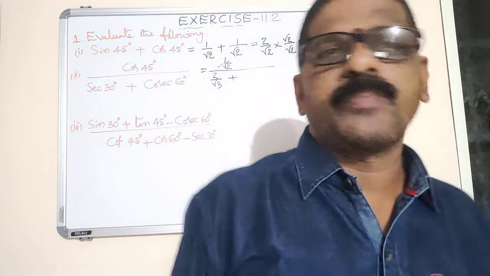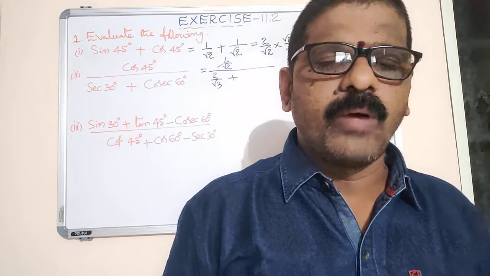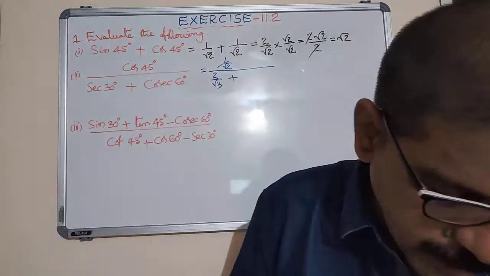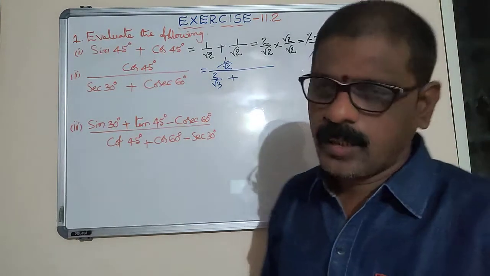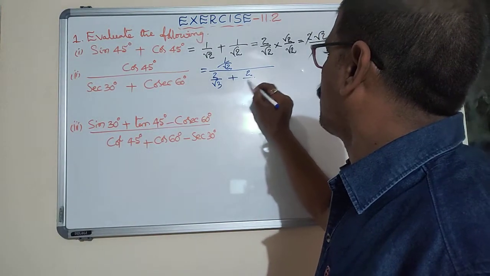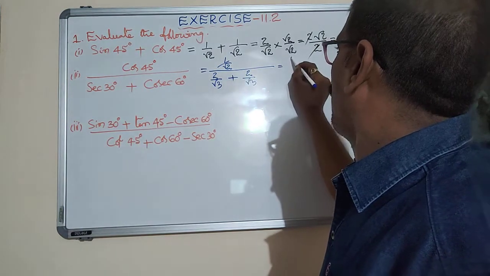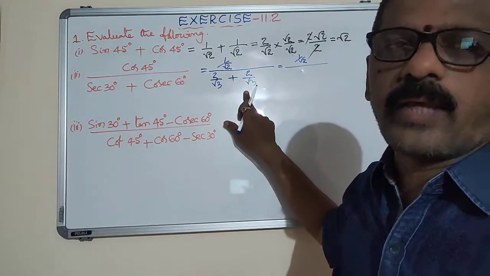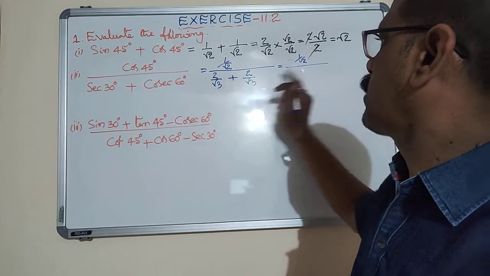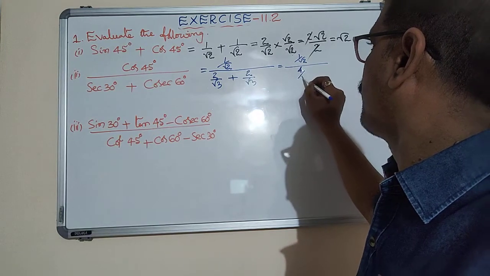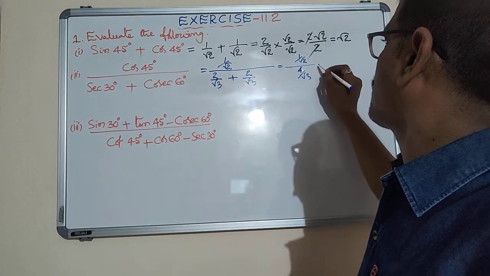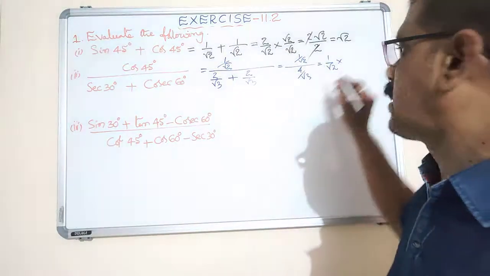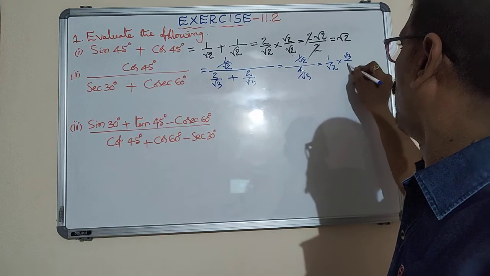Cosecant 60 means the reciprocal of sin 60. What is the value of sin 60? Sin 60 is root 3 by 2. Now cosecant 60 is 2 by root 3. That is equal to 1 by root 2 whole by, these are also like fractions, so 2 plus 2 is 4 by root 3. Clear? That is equal to 1 by root 2 into its reciprocal, root 3 by 4.